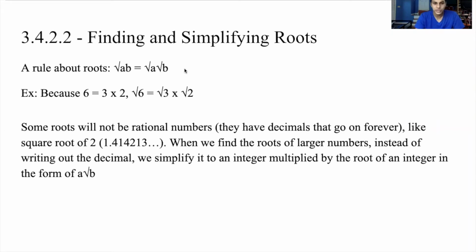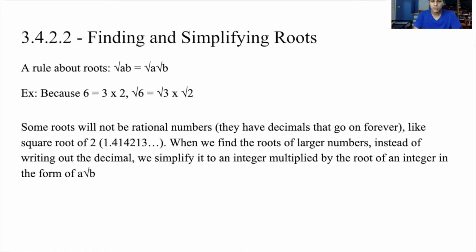So some roots are not going to be rational, which means they have decimals that go on forever. For example, the square root of 2 is about equivalent to 1.414213, but it doesn't stop at that 3. It actually continues on forever without a pattern. That's what we call irrational. And since it continues on forever, we can't write out all those numbers.